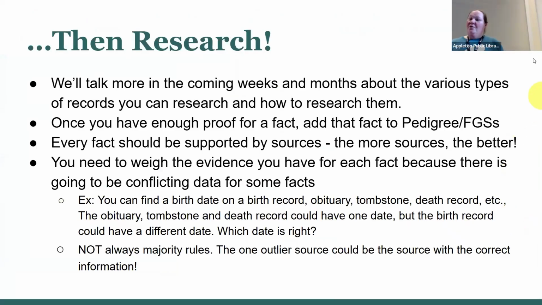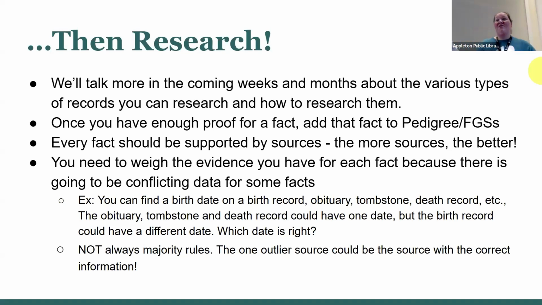But then we're going to research. Of course, you need to research in order to fill in all the blanks and do all the things that you want to do. So again, we're going to talk in the coming weeks, the coming months about the various types of records you can research and how to research them. Once you have enough proof for each fact, you can add that fact to your pedigree chart and your family group sheet. And you want to make sure that every fact you add is supported by sources. The more sources, the better.